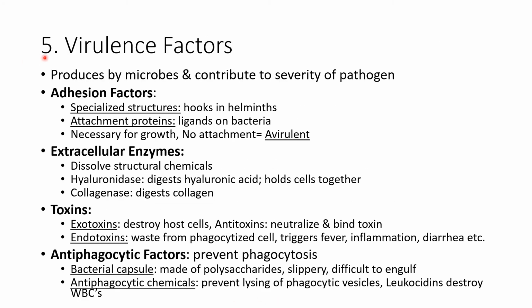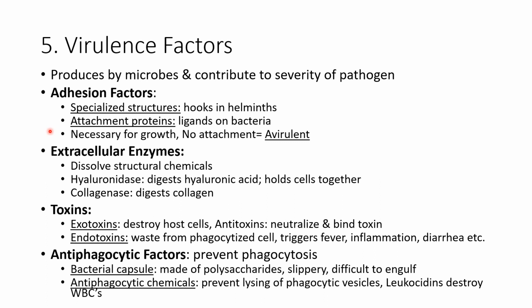Question 5 addresses virulence and virulence factors. Virulence factors are produced by microorganisms and contribute to the severity of the pathogen. The first one is adhesion factors, and it contains 2 parts, specialized structures and attachment proteins. Examples of these would be hooks seen in helminths and ligands on bacteria to bind cell membrane receptors of host cells. These are a necessity to create growth within a host. Without these attachments, the microorganism is classified as avirulent or not infective.